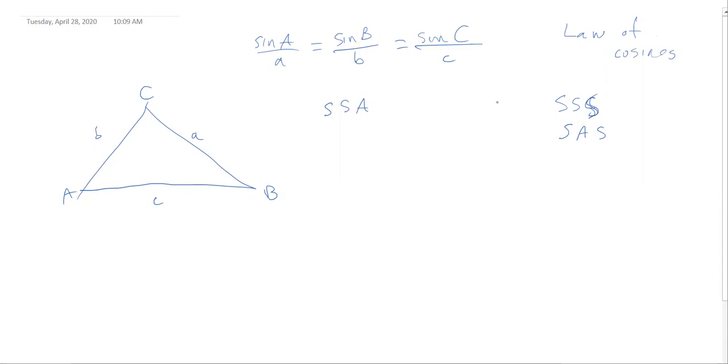Let's see where I've got this one, the SSA, and the other one, which was, what was it? Yeah, SAA. Okay, so this is law of sines, and this one's law of cosines, and the law looks like this.